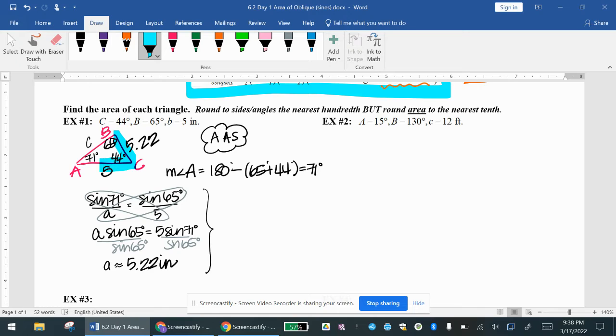And you can see now here's the side angle side, right? Okay, so the area of an oblique triangle is half times the two sides that make up the SAS, so the 5 and the 5.22, and the sine of the angle between them, which is the 44 degrees. Okay, go ahead and take a minute and type that into your calculator. If you have an older calculator, I would highly recommend that you put parentheses around the 1/2.